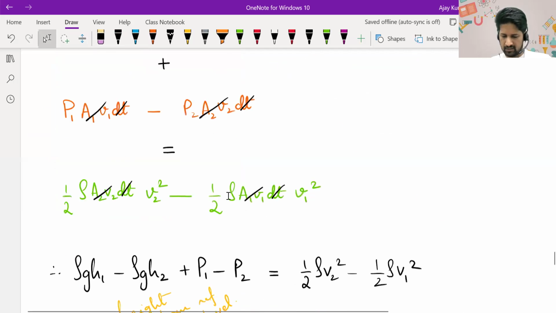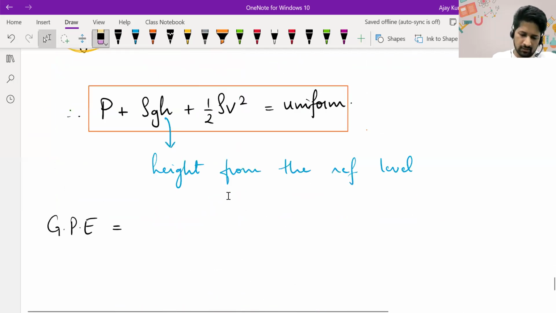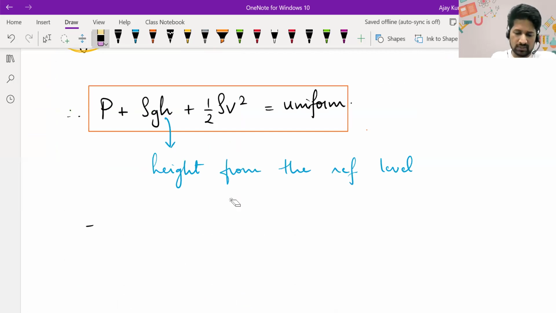What does the equation say? The equation says that the sum of pressure P plus rho g h plus half rho v squared will be uniform in an ideal fluid undergoing steady flow, where h is the height from the reference level for gravitational potential energy. So if you ever have to comment on the pressure of a fluid which is flowing, or the height at which it is flowing, or the speed with which it is flowing, you will apply Bernoulli's equation, provided it's an ideal fluid undergoing steady flow.